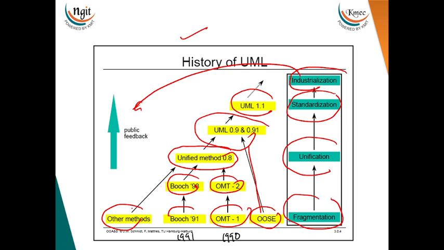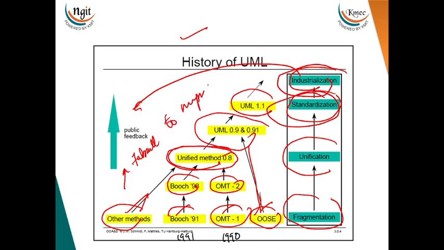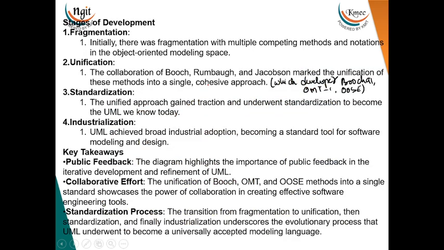Fragmentation: the other methods are available here. Unification is when all came into existence. Then these parts came together for the standardization process. Then industrial use based on feedback. It got improved on feedback; feedback was used to improve it. The same is given in the next slide.